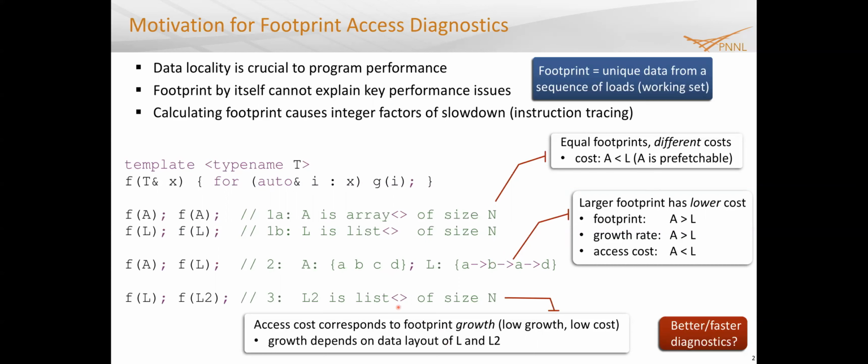Considering example 3, depending on the data layout of the lists L and L2, their respective footprints may grow rapidly and incur significant memory cost, or they may grow slowly and benefit from caching. We introduced new footprint diagnostics that separate the footprint into prefetchable and irregular access components, showing that the latter is a more important target for optimization than the former.